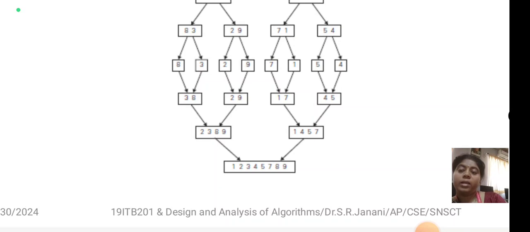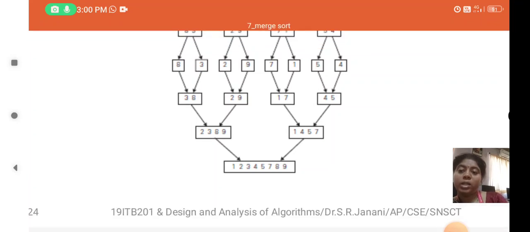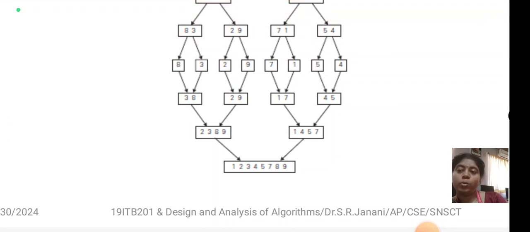Now the i value is 2, so we compare 2 and 4. Since 2 is lesser, it is moved to the kth position. So now 1 and 2 are stored in the final array. Now I increase the i value. Now i points to 3 and j points to 4. We compare, 3 is lesser, so 3 goes to the kth position, and now i moves to 8. Now 8 and 4 are compared.